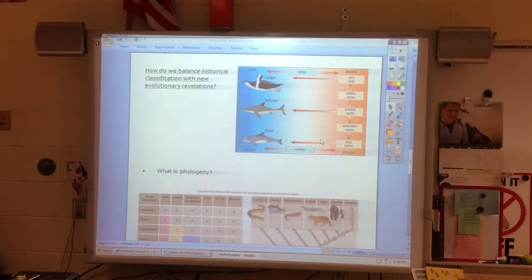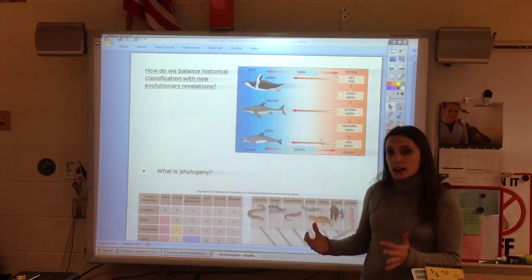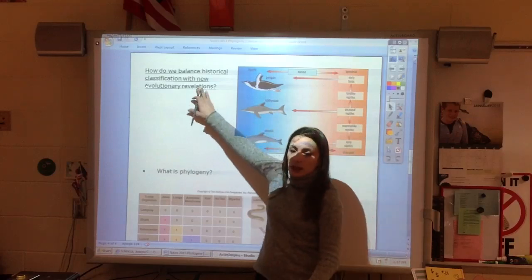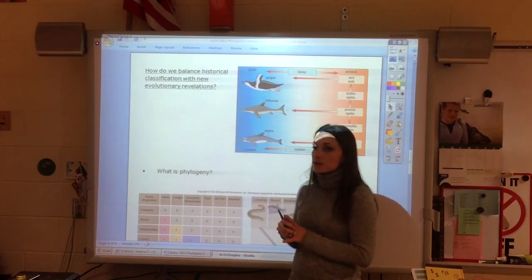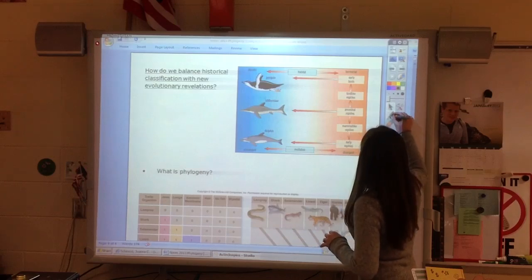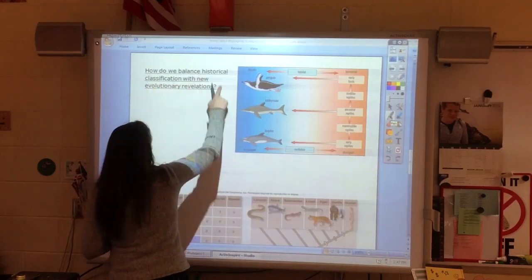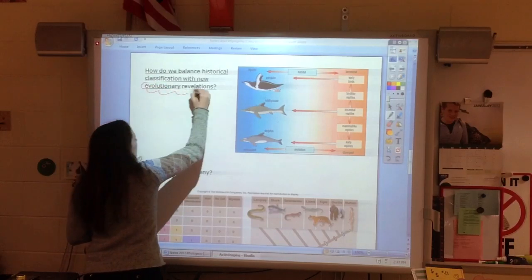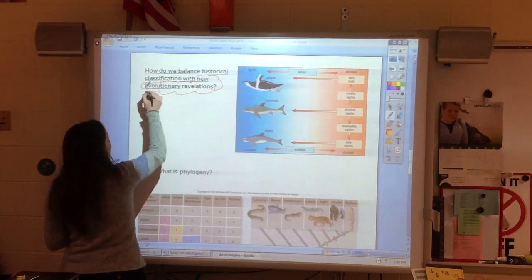In this section, we've been talking about diversity of life and leading into how do we classify life. And we'll get much more into classification in the next section when we explore the 6 main kingdoms of life. But one of the struggles that we run into is as we get new evolutionary revelations. So what does that mean? What is a new evolutionary revelation?